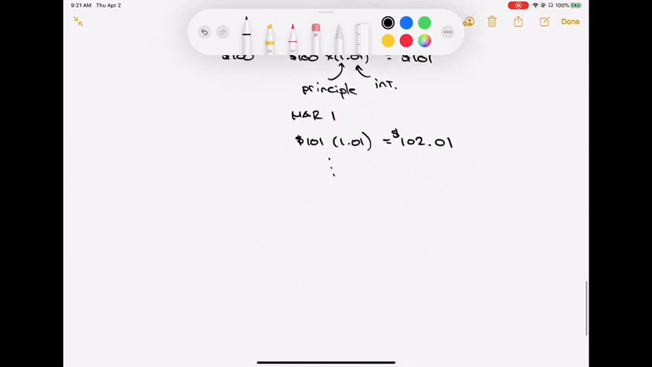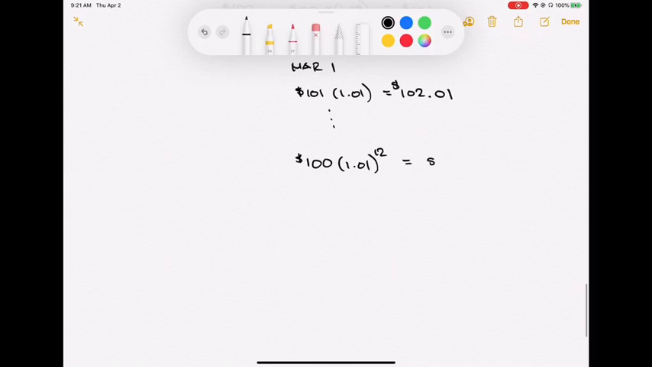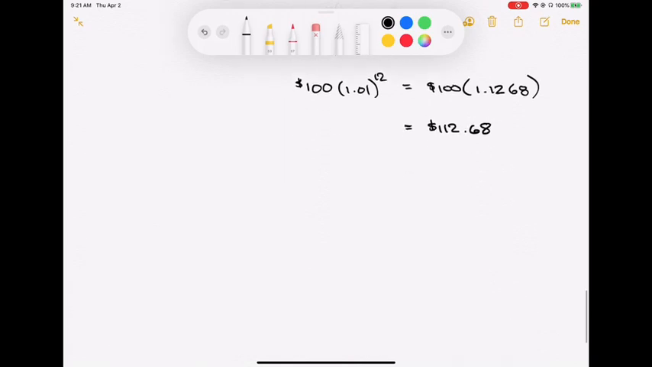And what do we get? We get the original amount, $100, and each month that occurs we're multiplying it by 1.01. There are 12 months per year, so I'm going to raise that to the 12th power. If I do that in my calculator, I put in 1.01 and raise it to the 12th power, and what I get in this particular case is $100 times the factor of 1.1268, something like that. And that's going to give me $112.68.